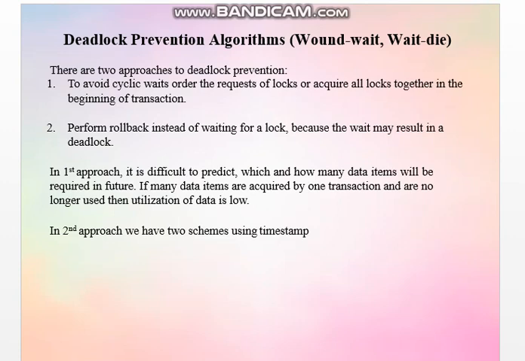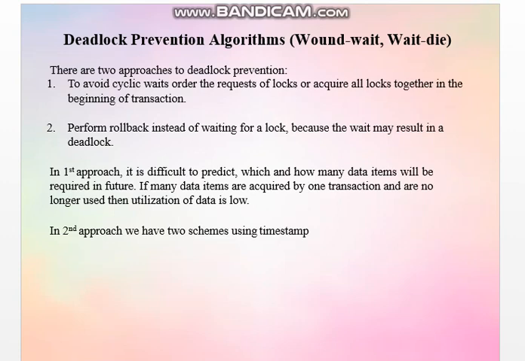So in the first situation, we will allow the transaction to start its execution only if it finds all its data items. If it finds all the data items, then only the transaction will start. The transaction has all the data items, so it will start its execution, and once the execution is completed, it will release all the data items. So that is one situation where deadlock is prevented.